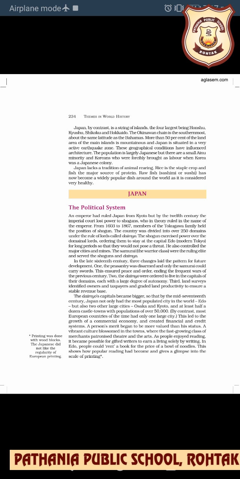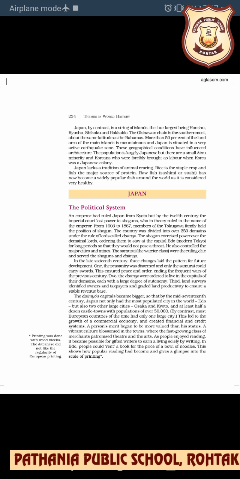In the late 16th century, three changes laid the pattern for future development. Now this is very important, what three changes there were. One, the peasantry was disarmed and only the samurai could carry swords. This change was brought just to ensure peace and order and to end the frequent wars of the previous century.